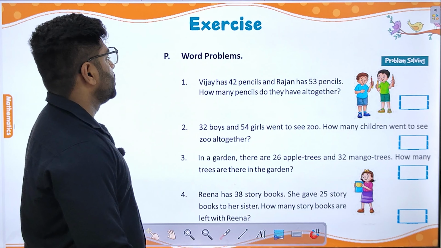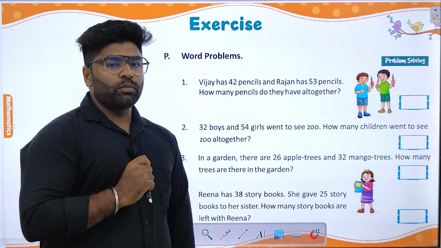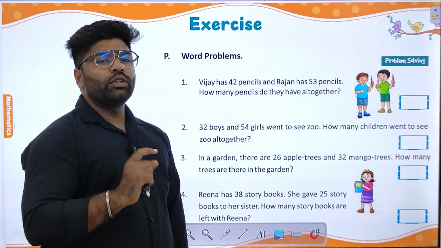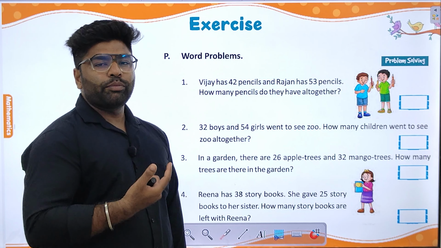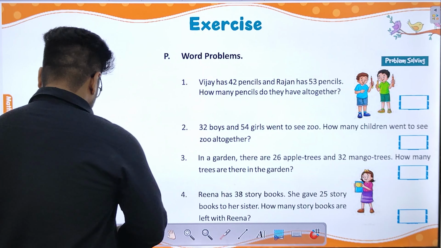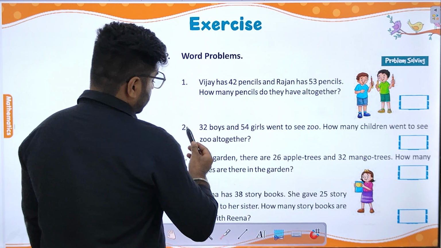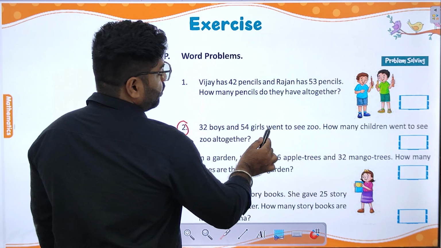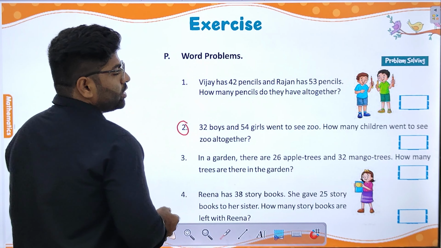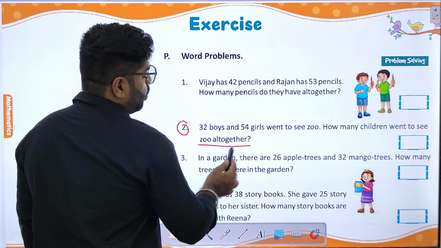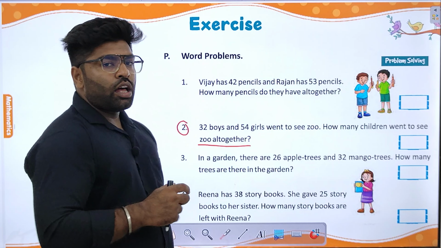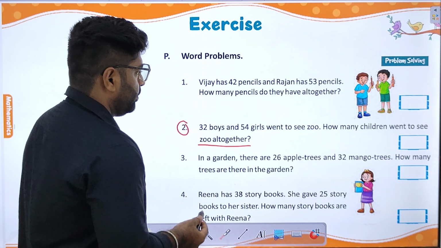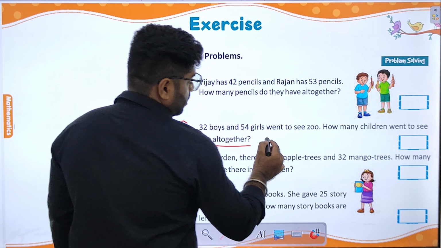Now we are having question number P, and this is related to word problems. Now you have to focus on the language of the word problems given here, and according to that, you have to solve whether we have to add, subtract, multiply, or divide. Okay. So let's pick question number 2. There are 32 boys and 54 girls who went to see a zoo. How many children went to see the zoo altogether? Altogether means we have to count the total number of children there. Clear? So we are going to add.